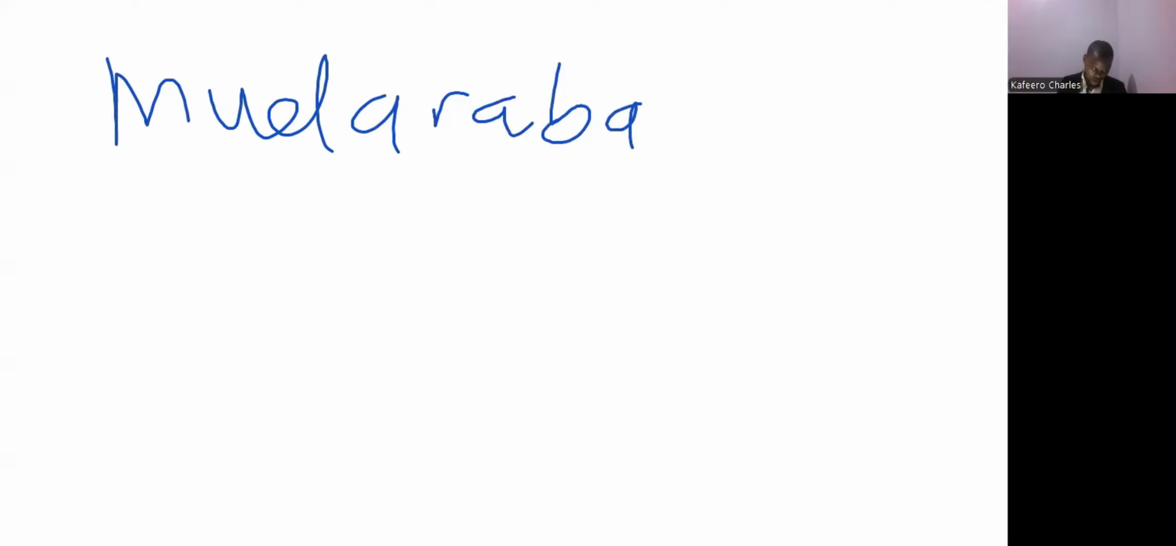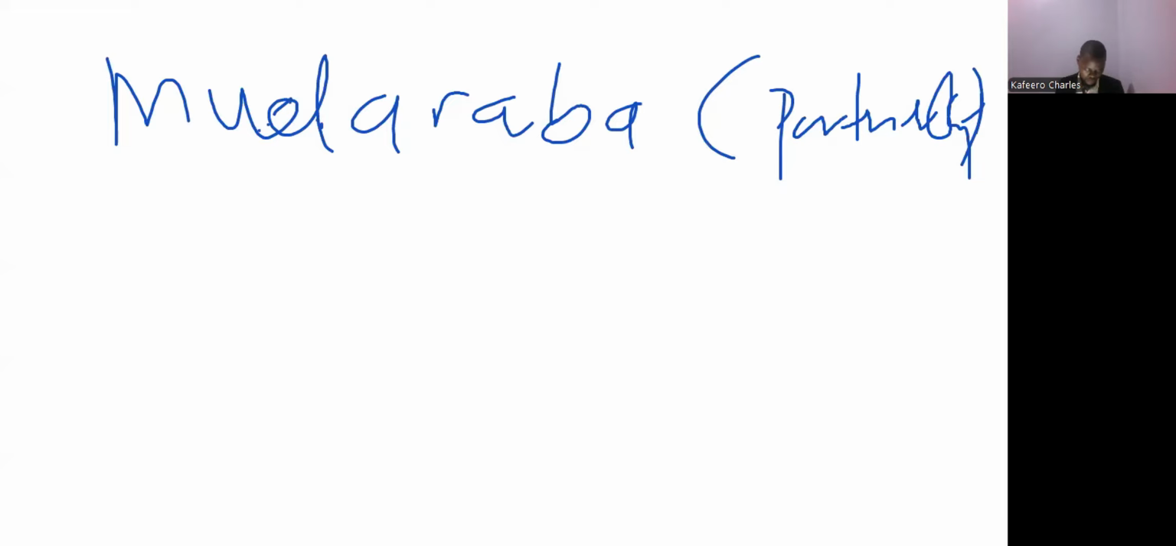So I want to go to the next one. We look at what we call the mudaraba. Mudaraba is also a partnership arrangement. But you want to understand how it is different from musharaka. It's also a partnership transaction where one party supplies money.